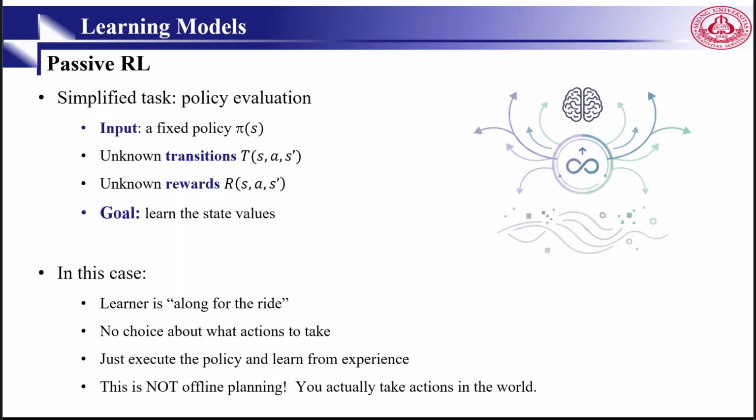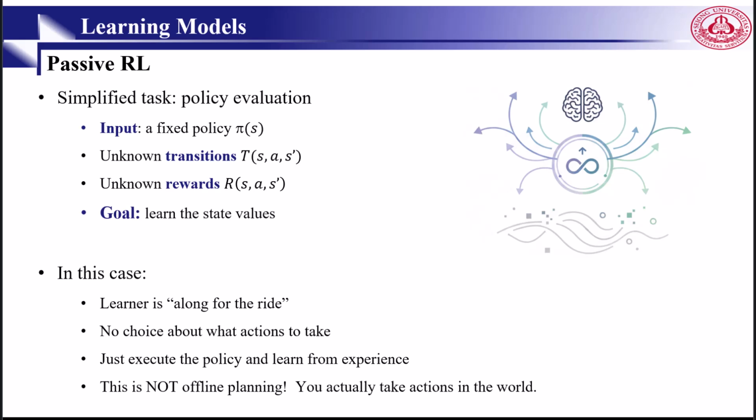In passive reinforcement learning, the agent has no control over the policy. It follows the provided policy exactly, and the agent focuses solely on learning the value function. This is useful for policy evaluation problems, but it is insufficient for tasks that require policy optimization.